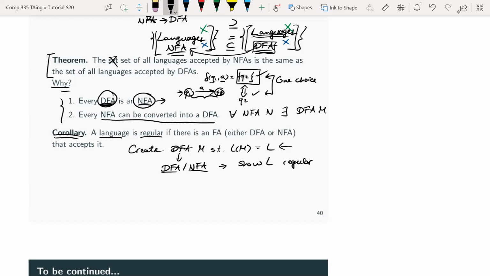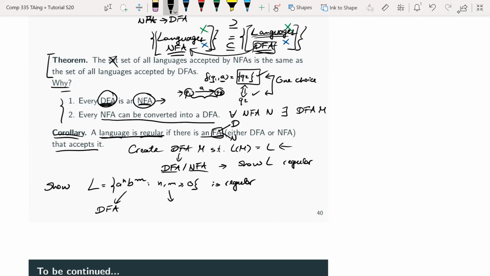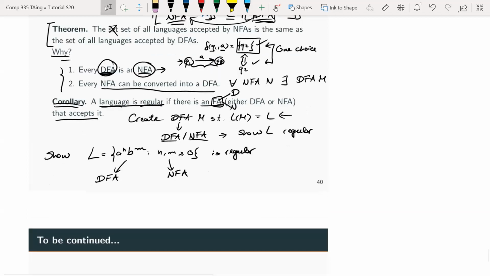So the conclusion is that to show that a language is regular, you can show that an FA, so an FA is either a DFA or an NFA, accepts it. So a language is regular if there is an FA that accepts it. For instance, now that I've given you this theorem, let me use a quick example to illustrate it. I think you already know that A^n B^m is regular because it's quite easy to find a DFA for it. But now, if you want to show that L is regular, you have the option: either you can create a DFA M that accepts it, or create an NFA N that accepts it. And both methods are equivalent.